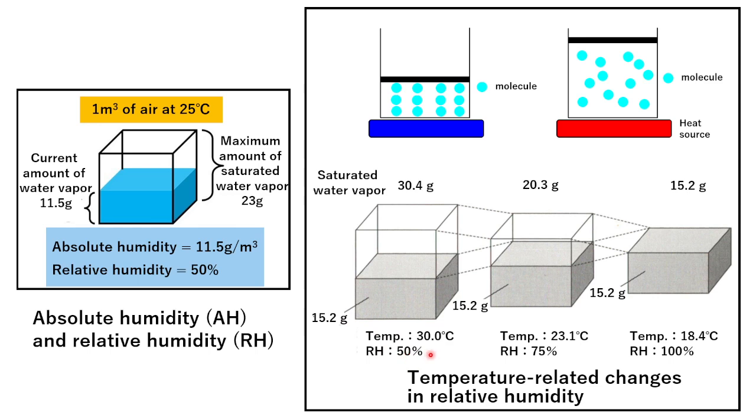Next, when the temperature of this air drops to 23.1 degrees without changing the amount of water vapor from 15.2 grams, the amount of saturated water vapor becomes 20.3 grams, and the relative humidity becomes higher, 75%. Besides, when the temperature drops more, the amount of saturated water vapor becomes 15.2 grams at 18.4 degrees, and the relative humidity reaches 100%. So, dew condensation begins to occur on the surface at this point.